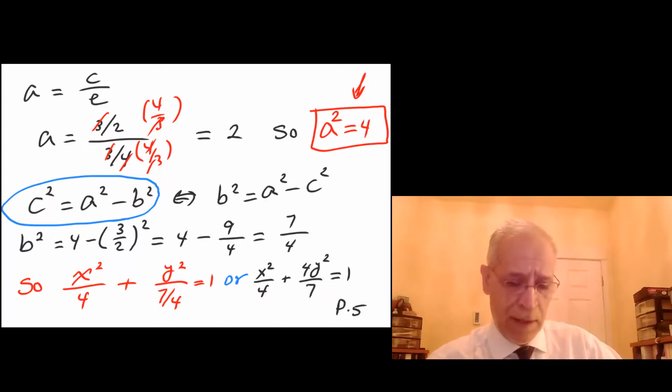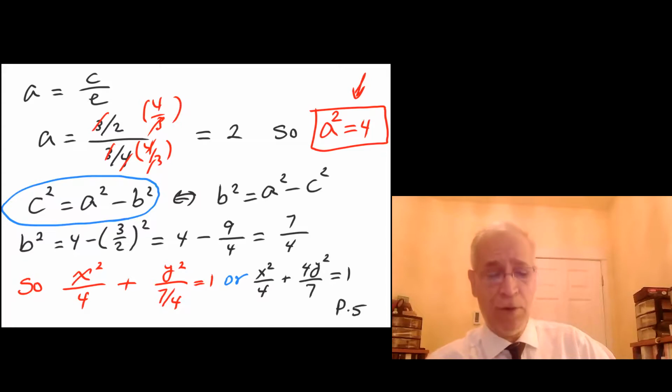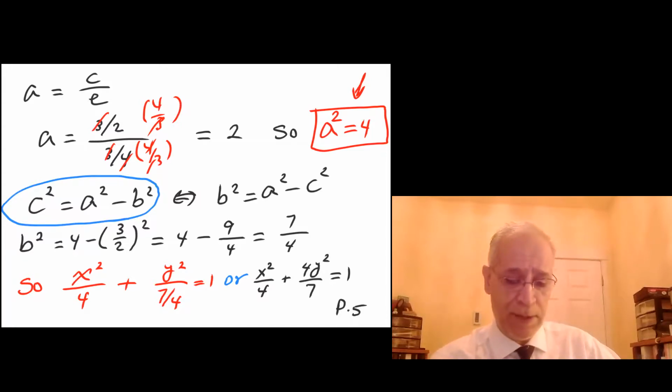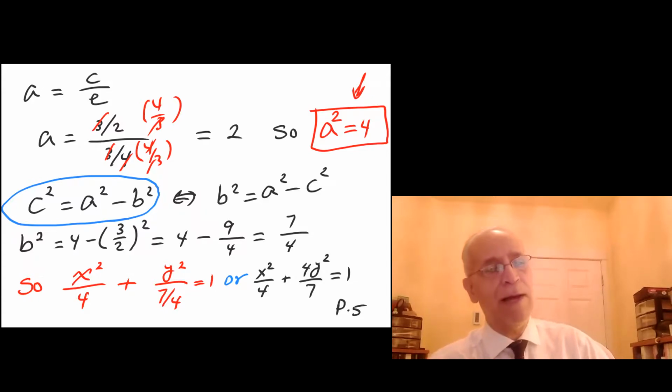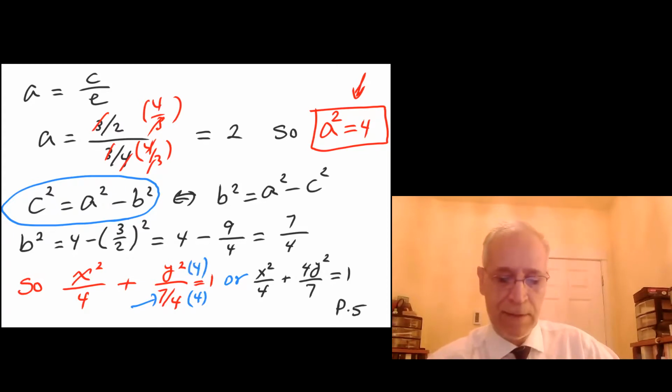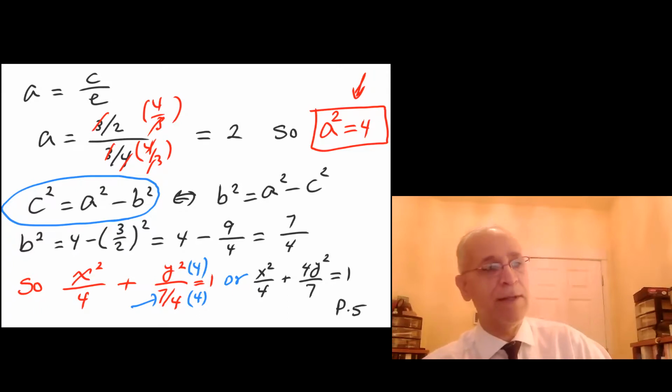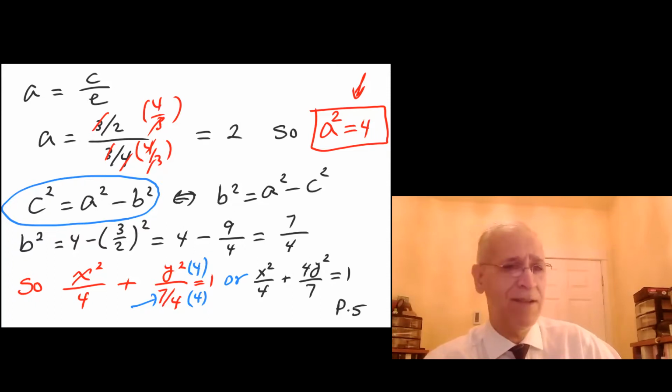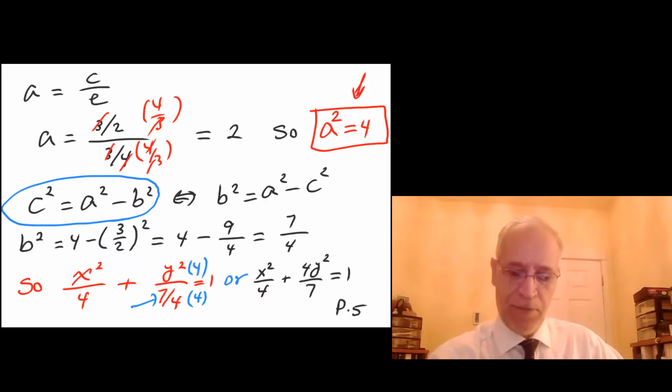Therefore, my equation is x squared over 4 plus y squared over 7/4 equals 1. If you don't like to have a fraction in the denominator, multiply top and bottom by 4, and then I get x squared over 4 plus 4y squared over 7 equals 1. I really don't have any preference, it's up to you. Let's see, we have time for one more.